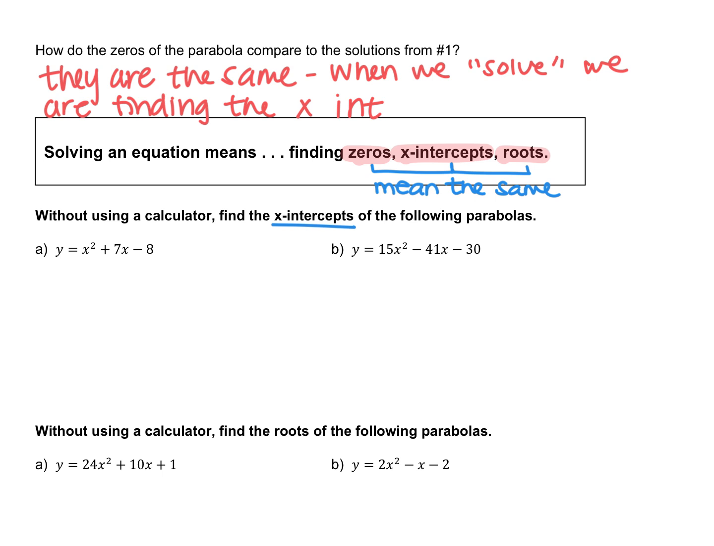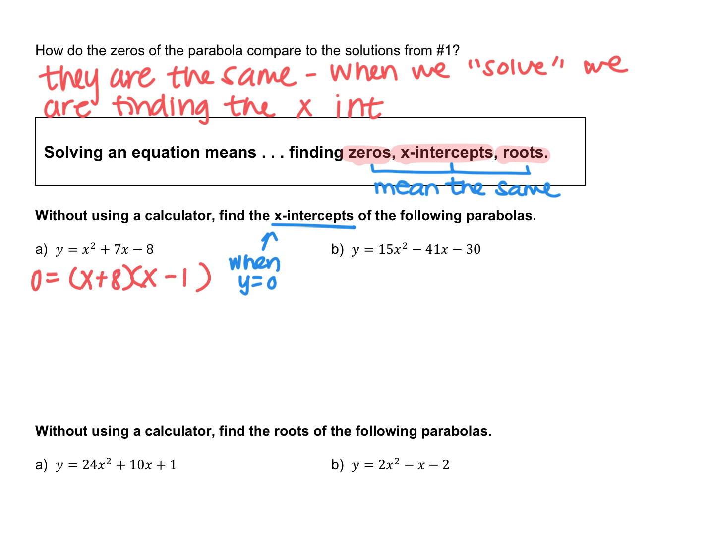So for A, an x-intercept is when y equals 0, right? Would you agree? So we can say 0 equals, and then we can factor x squared plus 7x minus 8. So what would that factor to? x plus 8, x minus 1.